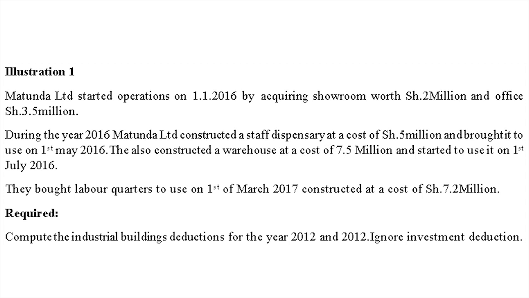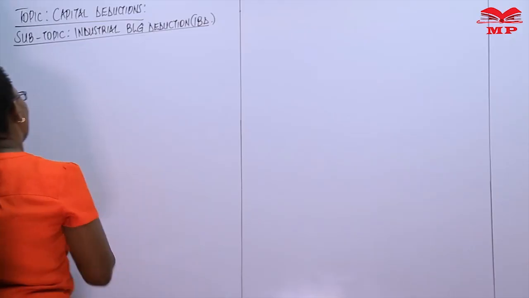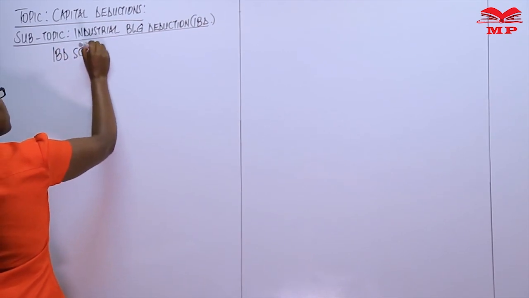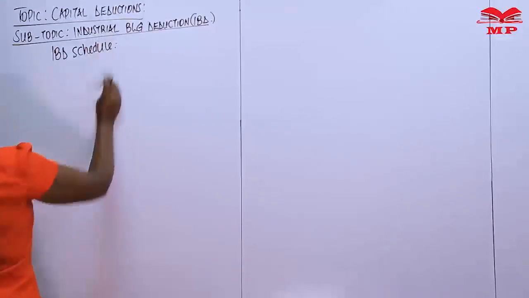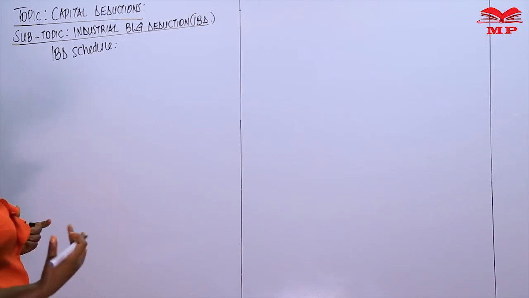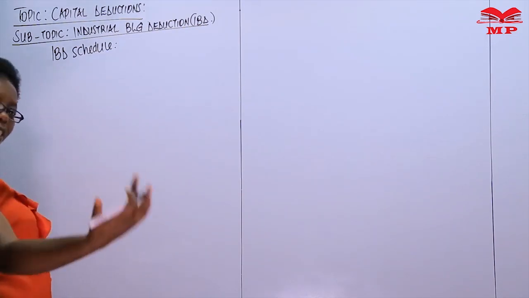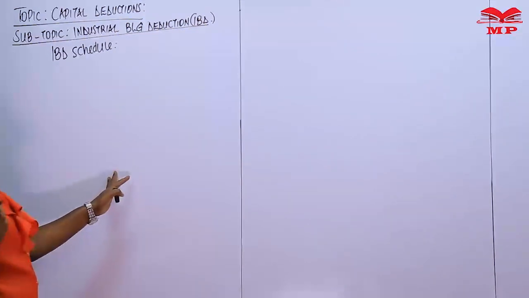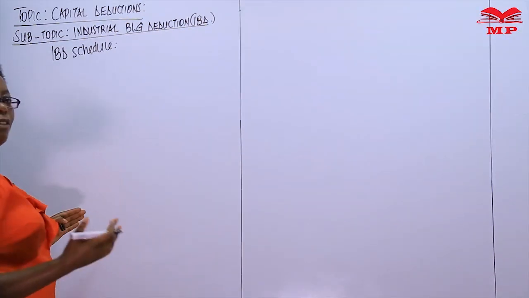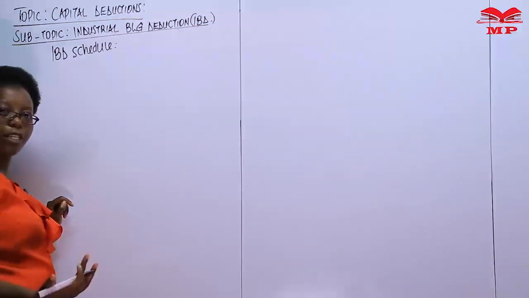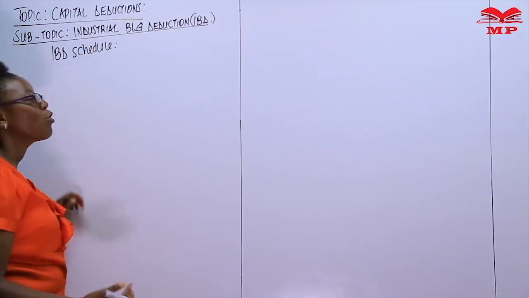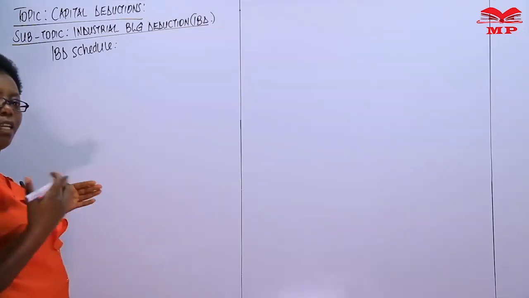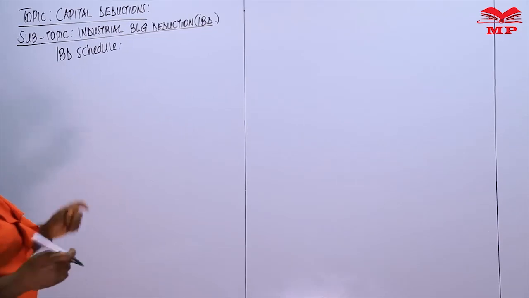Now we're going to start by looking at an IBD schedule. So this allows you to compute the IBD that you're going to claim for the number of years that you will have. The reason why we need a schedule is because we are claiming IBD, for example, on a showroom for 4 years, on a warehouse for 10 years. So we need a format that shows us how we're going to claim it for the next 10 years. That is what we're calling an IBD schedule.